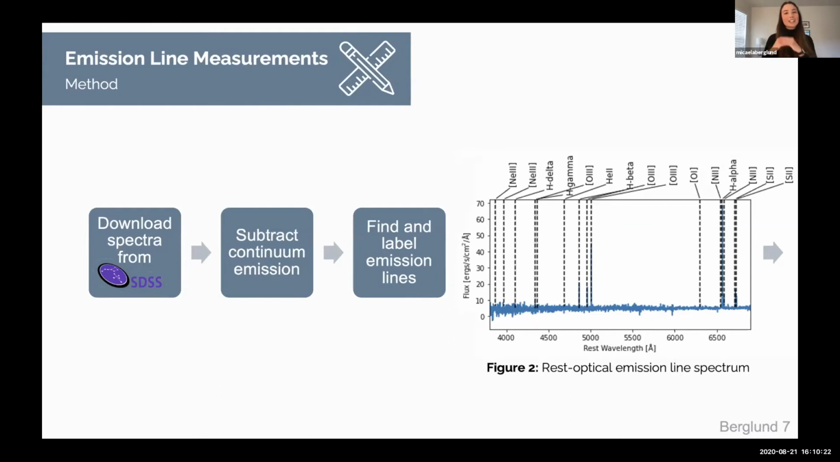Then I subtracted the continuum emission, and I found and labeled the emission lines. So here we have on the x-axis the wavelength, and on the y-axis we have the flux. The blue line is our data, and you can see labeled the oxygen, neon, helium that we're interested in.